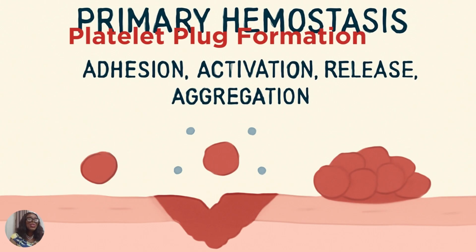Let us now go straight to primary hemostasis. Primary hemostasis typically involves platelet activity and platelet plug formation, and we are going to be looking at how platelets go about performing their function during this process of primary hemostasis to form the platelet plug. We are going to be looking at platelet adhesion, activation, release of platelet granules, and eventually platelet aggregation.